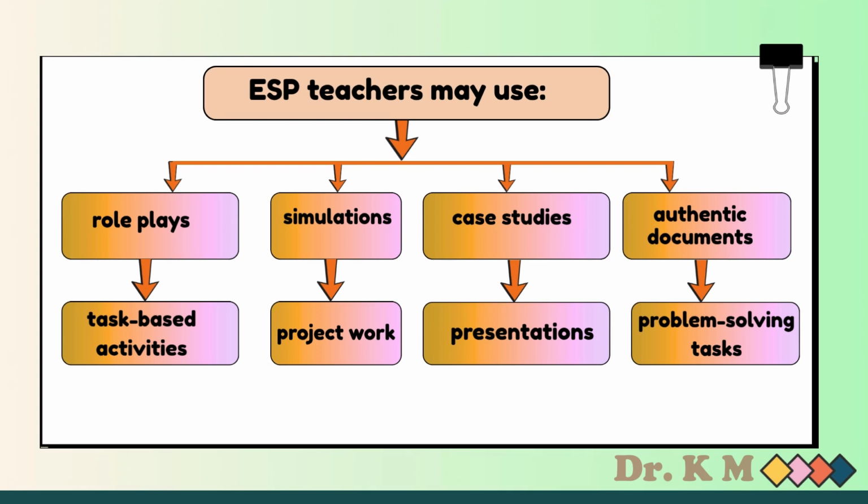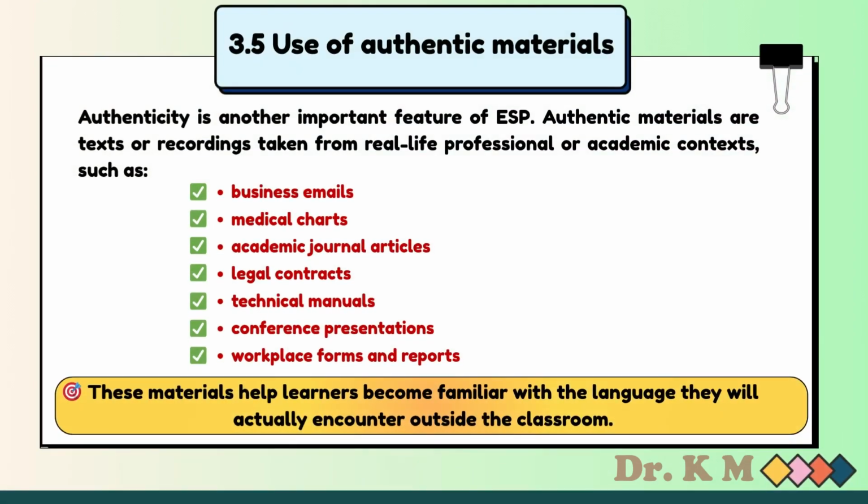ESP teachers may use role plays, simulations, case studies, authentic documents, task-based activities, project work, presentations, problem-solving tasks, use of authentic materials. Authenticity is another important feature of English for specific purposes. Authentic materials are texts or recordings taken from real-life professional or academic contexts, such as business emails, medical charts, academic journal articles, legal contracts, technical manuals, conference presentations, workplace forms and reports. These materials help learners become familiar with the language they will actually encounter outside the classroom.